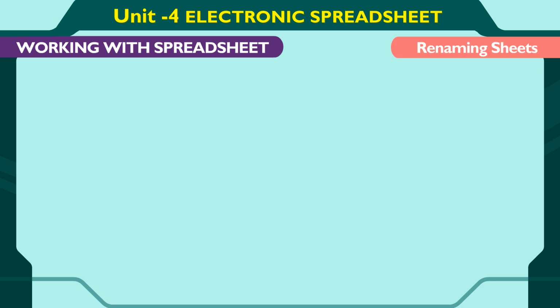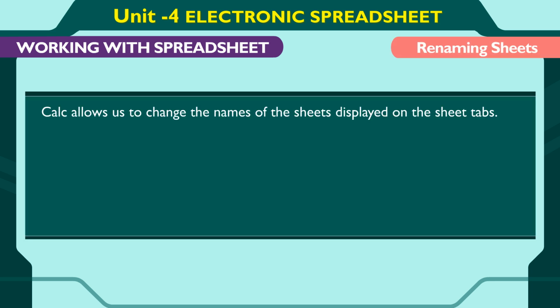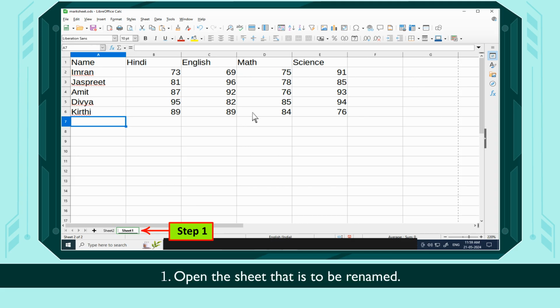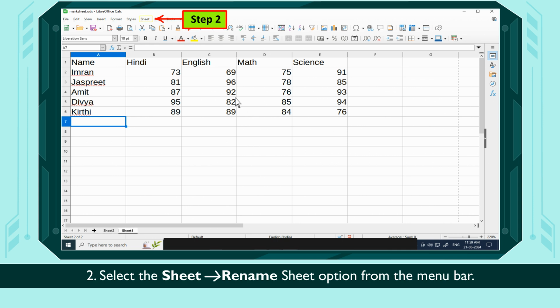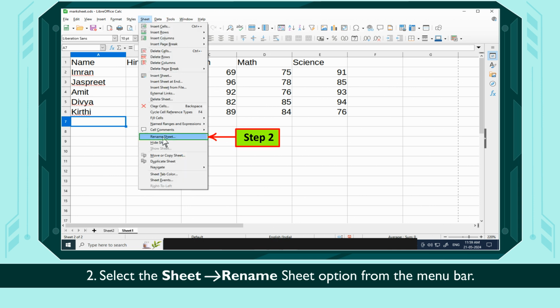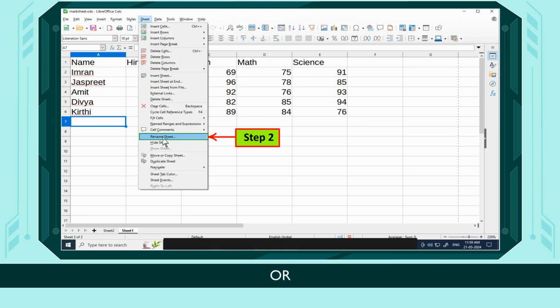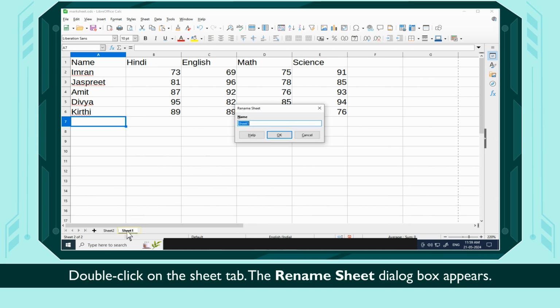Renaming sheets. Calc allows us to change the names of the sheets displayed on the Sheet tabs. To rename a sheet, follow the given steps. 1. Open the sheet that is to be renamed. 2. Select the Sheet menu, then the Rename Sheet option from the menu bar. Or double-click on the Sheet tab.